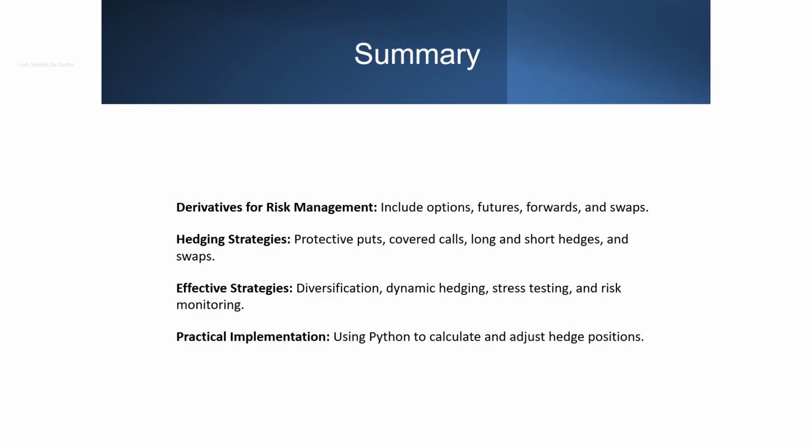Derivatives used for risk management include options, futures, forwards, and swaps. Hedging strategies such as protective puts, covered calls, long and short hedges, and swaps help manage various risks. Effective risk management strategies involve diversification, dynamic hedging, stress testing, and risk monitoring. Practical implementation using Python allows for calculating and adjusting hedge positions to effectively manage risk.